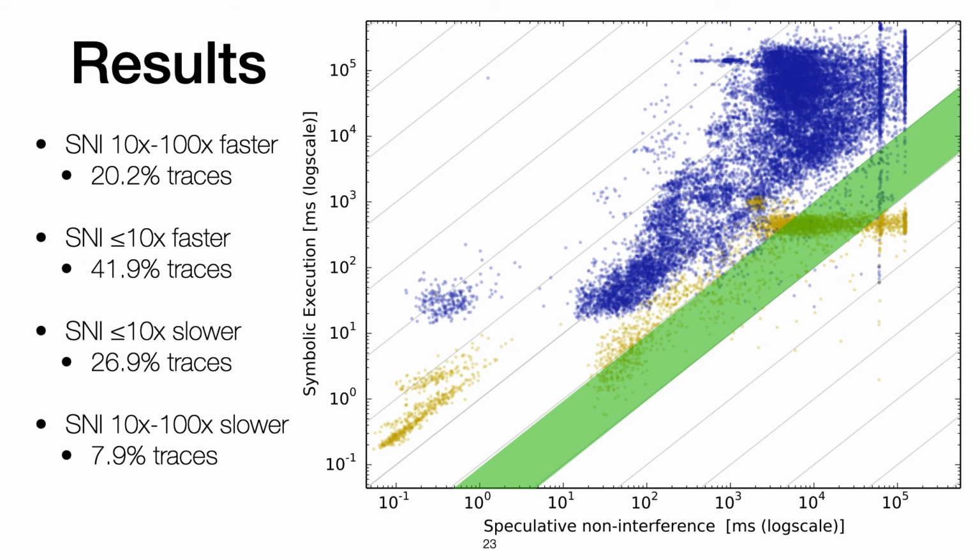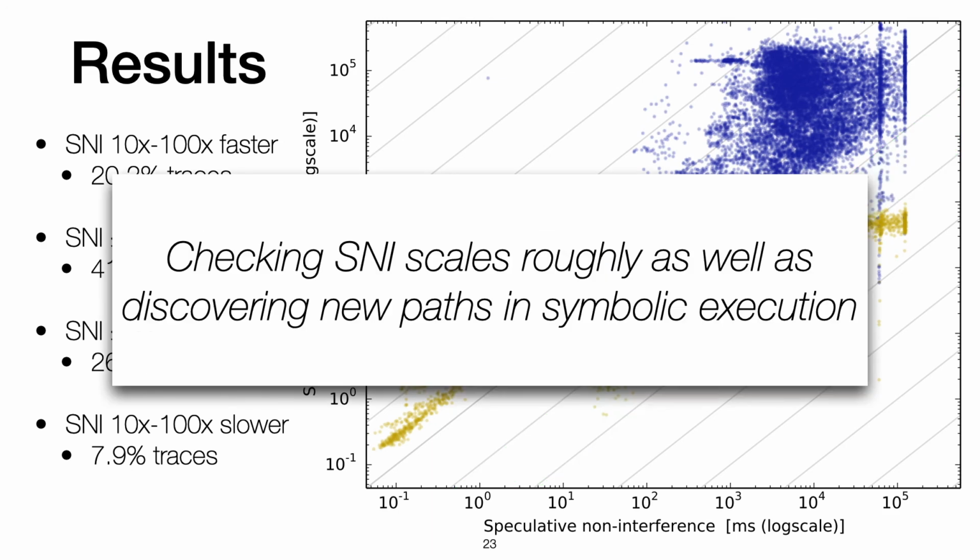Observe that most of these traces are associated with paths discovered without invoking the SMT solver, namely yellow dots. The bottom line is that our data indicates that the cost of checking speculative non-interference for a symbolic path is roughly comparable to that of discovering the symbolic path itself. Hence, our approach does not exhibit fundamental bottlenecks beyond those inherited by symbolic execution.